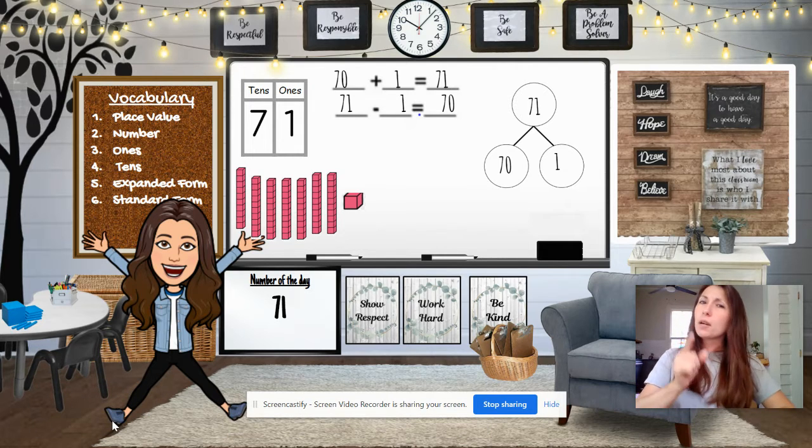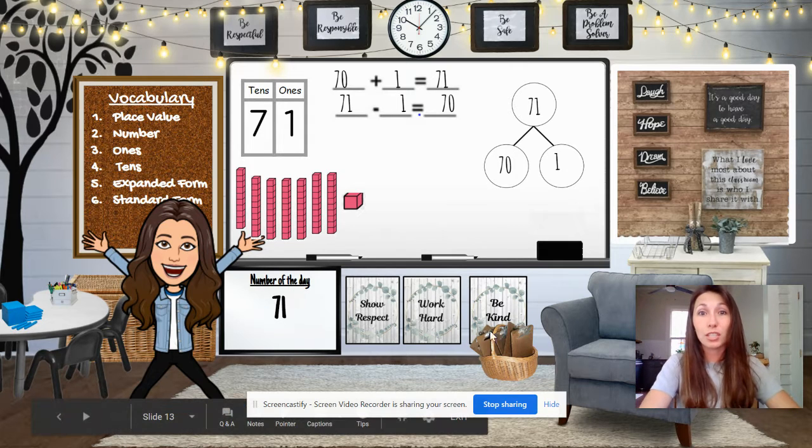Now, there are many other ways that you can show this number, and you can actually show this number with tally marks. You could do it with Fruit Loops all over your table. There are many ways to show 71. Good job, guys.